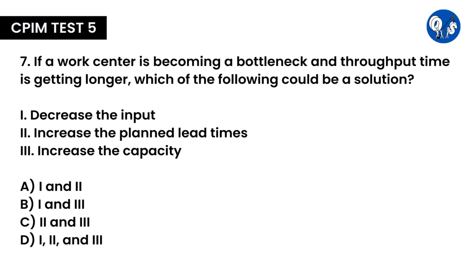Essentially, the only way to relieve the bottleneck is to increase the output from the work center or decrease the input. Increasing the planned lead times will cause more work to be released to the floor.